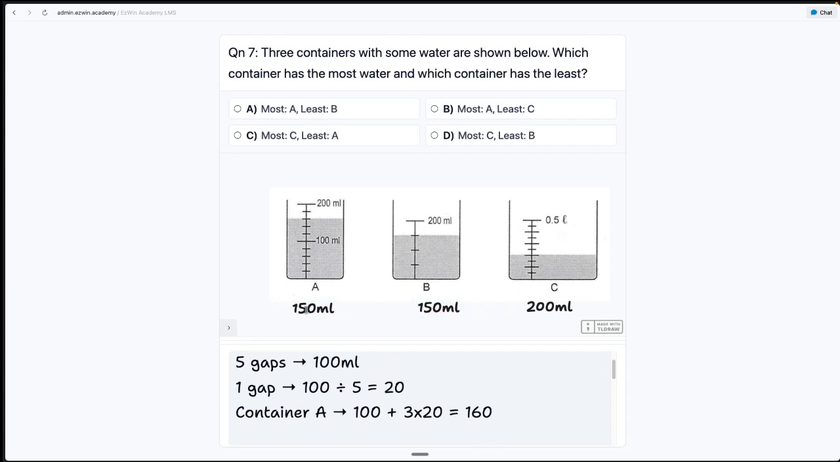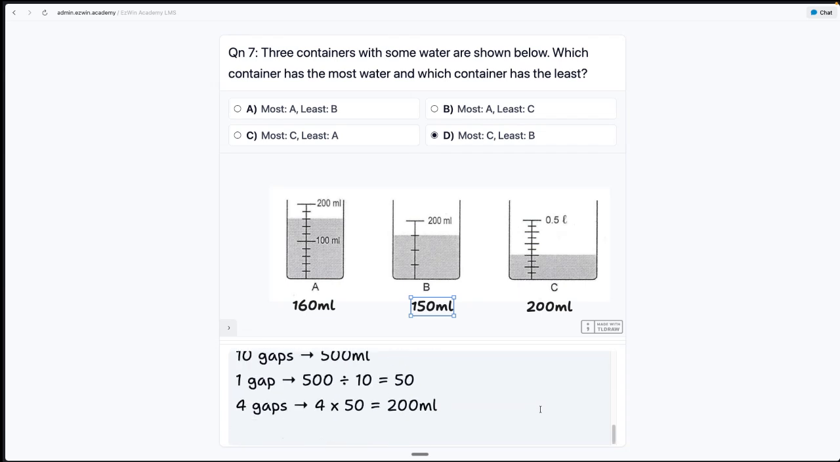All right, so which option will be the correct one? So option number A is, so which one is the most? Is option number C. So you have D and C for the options that might be correct. Which one has the least? B or A? B. So the answer is option number D or the fourth option as what you see over here. All right, there you go. Let's move on to the next question.